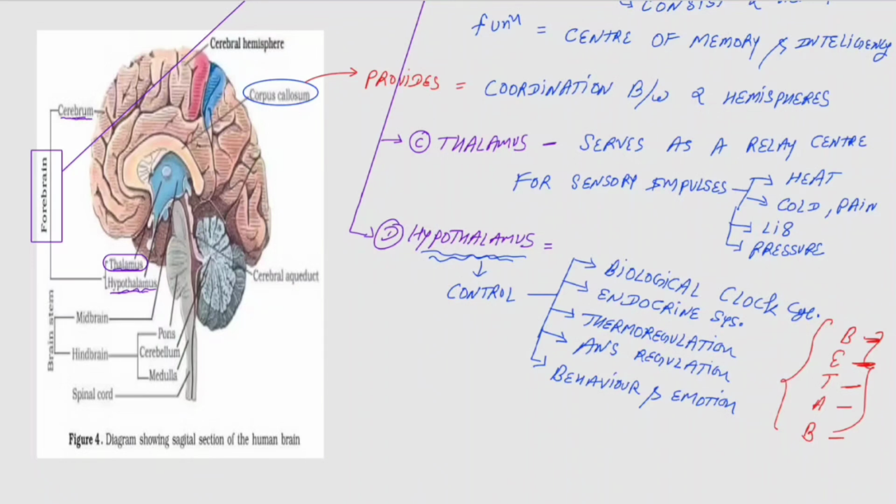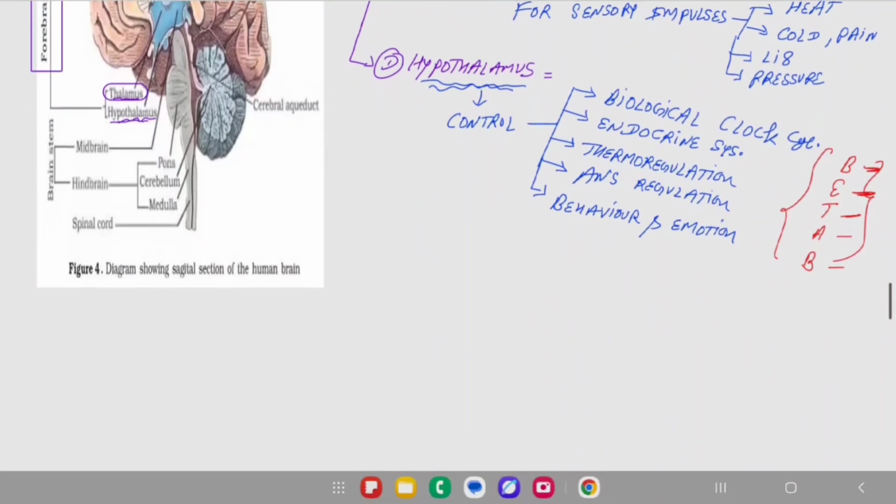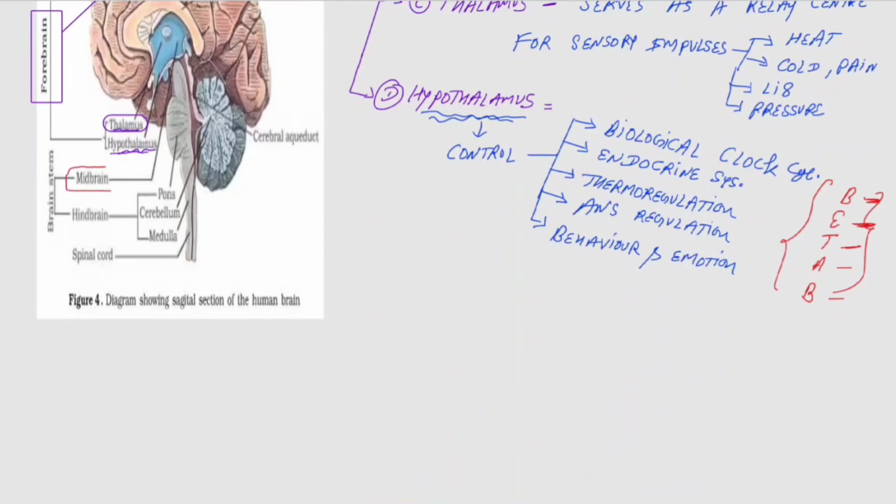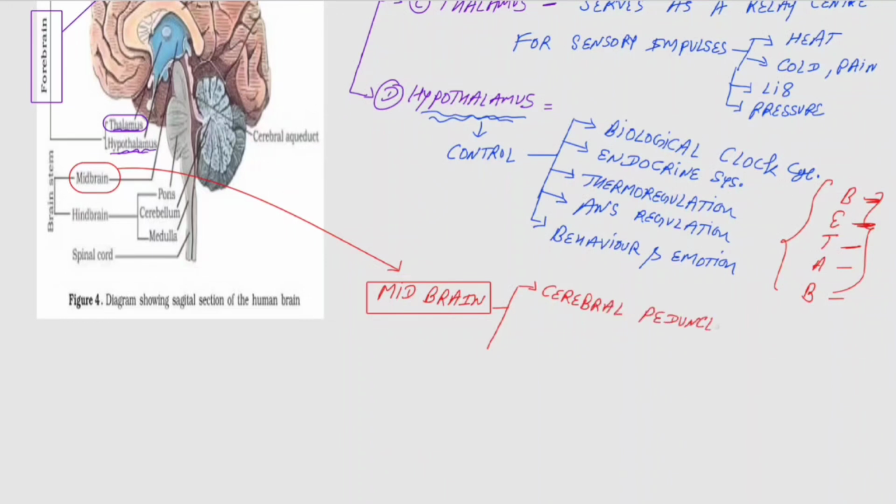Now let's talk about the midbrain, diagrammatically. The midbrain has two parts. First is cerebral peduncles. And cerebral peduncles connect the forebrain to the hindbrain.